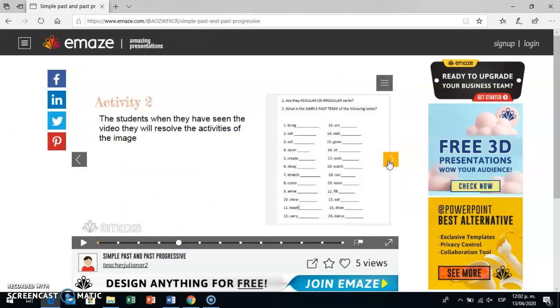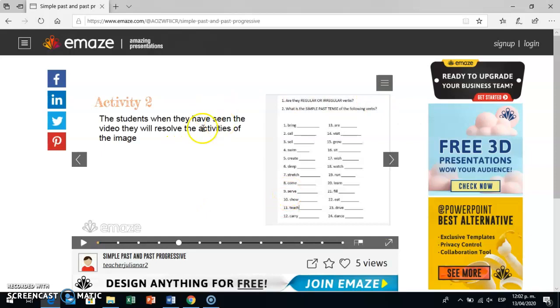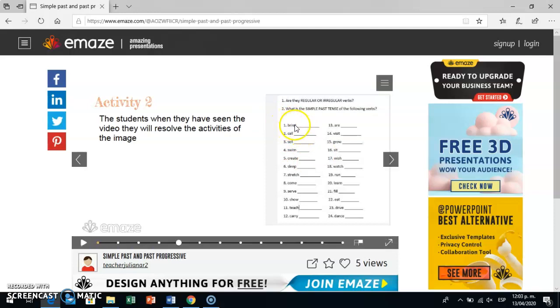Next is activity number 2. This activity is about writing skills. In this activity, the student must write the tense of this verb, and they must write if this verb is regular or irregular.